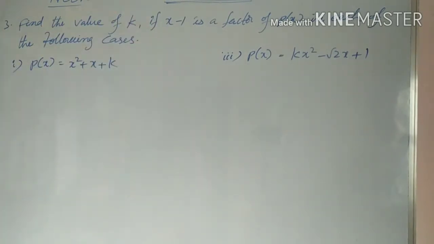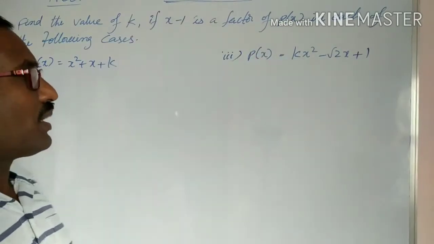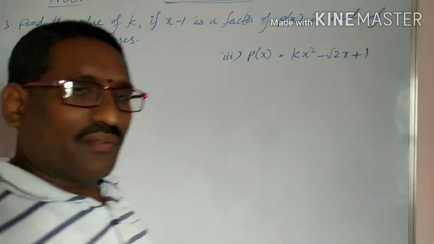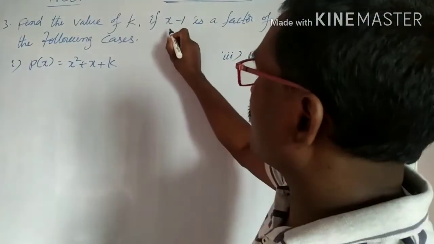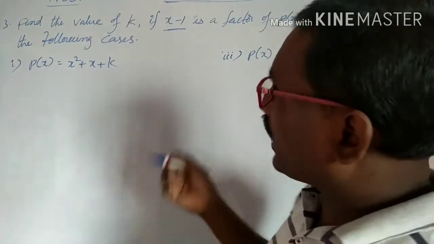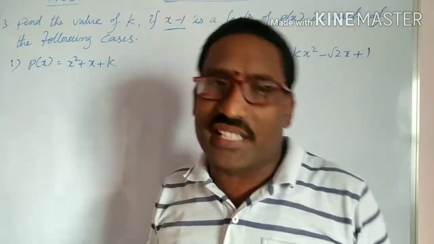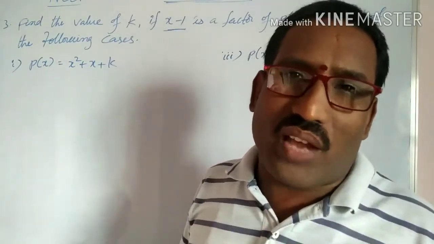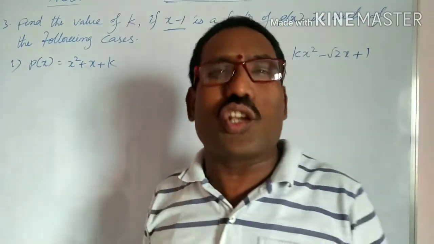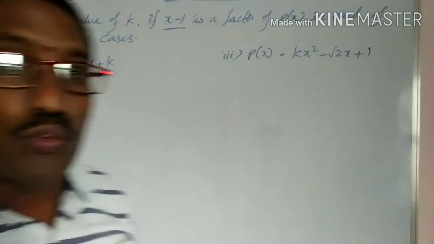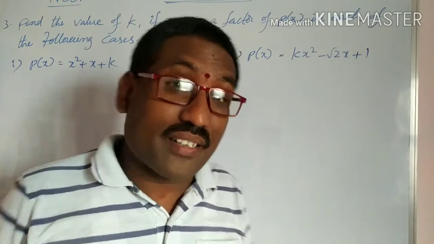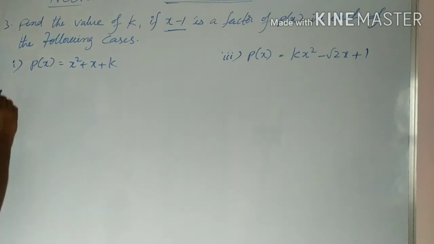Find the value of k if x minus 1 is a factor of p of x in each of the following cases. The value of k we have to find, but the given condition is x minus 1 is a factor of p of x. X minus 1 is a factor means what is the meaning of that? Remainder is 0. So it is a factor. So we should find the value of k. How to find? See, solution.